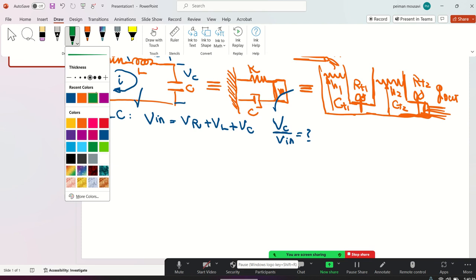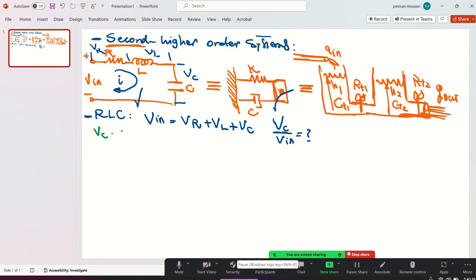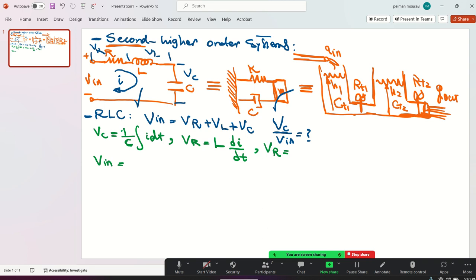Okay, I told you that Vc is 1 over C integration of I dt. If you go to electric circuit 1 you passed, or the physics of high school, the inductor voltage is L inductance di over dt. This is inductance, and this is capacitance, that's right. So we're going to use that. Vin equals, and Ohm's law says Ri. So we set Vin equals Ri plus L di over dt plus Vc.